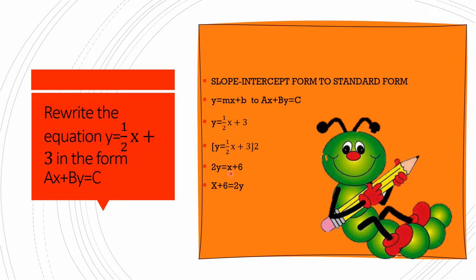So, nganong ato man siyang gibansili? Ibansili na nato siya para si x is positive. Para dili na ta mag-multiply pa ni x og negative. Kung atong ibalhin si x, mahimo man na siyang negative. So, mag-multiply na ta og negative. So, para di na ta mag-multiply, ibansili lang ang position sa duha. Ang left, ibalhin sa right. Ang right, ibalhin sa left. So, x plus 6 equals to 2y. So, nakita nato x plus 6 equals to 2y.